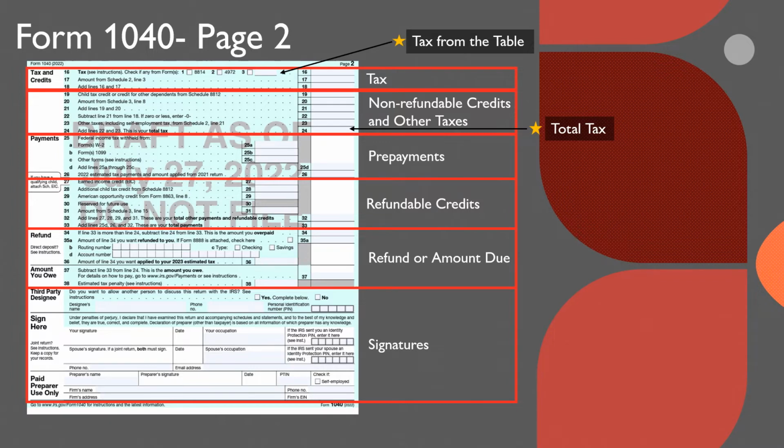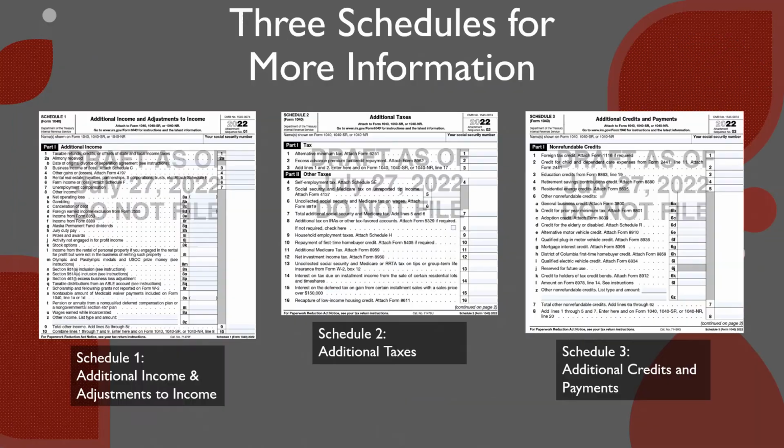The final section is for signatures. This includes third parties, the taxpayers, and paid preparers. As a reminder, VITA volunteers are not paid preparers. It is important to note that many lines of the 1040 refer to other schedules. The three main schedules are Schedule 1, 2, and 3.